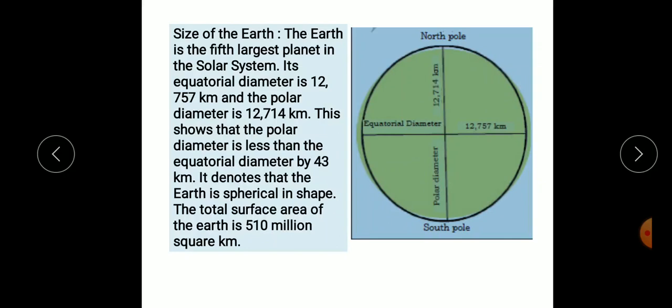Size of the Earth. The Earth is the fifth largest planet in the solar system. Its equatorial diameter is 12,757 km and the polar diameter is 12,714 km. This shows that the polar diameter is less than the equatorial diameter by 43 km. It denotes that the Earth is nearly spherical in shape. The total surface area of the Earth is 510 million square kilometers.